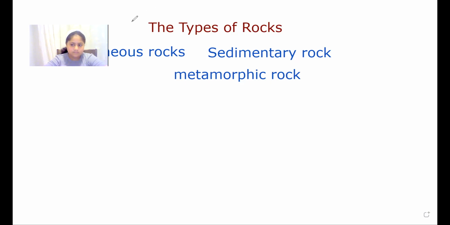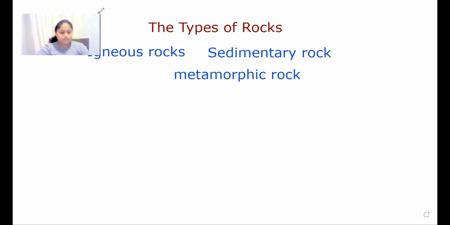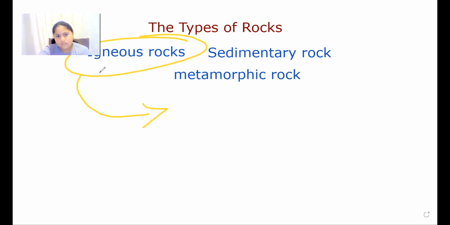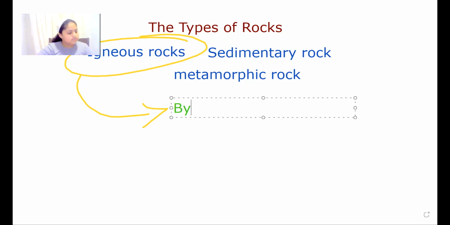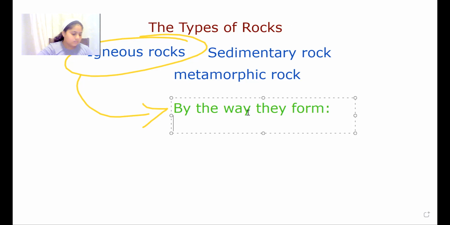Now, which one of them were we talking about? Excellent. Igneous, like genius. Igneous rock. Okay. Rocks, how they are classified. By what? By the way they form. Excellent. By the way they form. And how did they form? Like there is lava and then they... Excellent. When a volcano erupts, the lava and magma, what will happen to them?